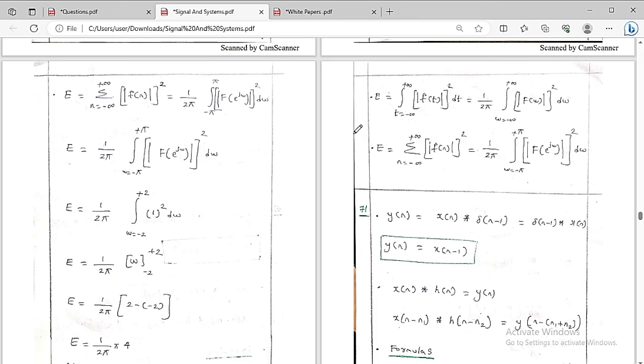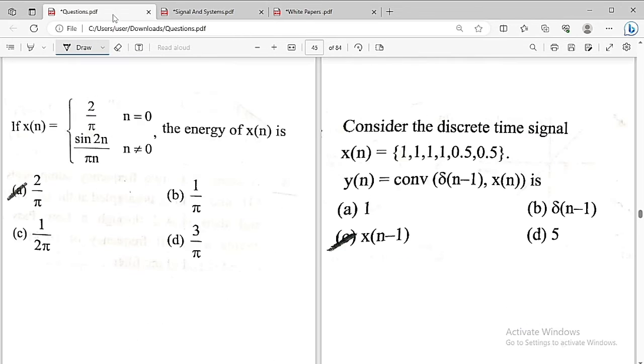So always keep in your mind the expression of the energy in the continuous time case and the expression of the energy in the discrete time case. These two formulas you always have to keep in your mind. Then only can you solve this type of question in a fraction of a second. So this is the correct solution of this question. Now we are going to solve another question.